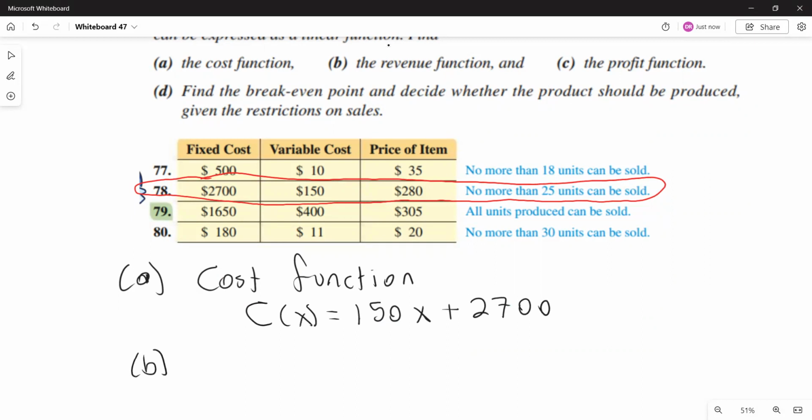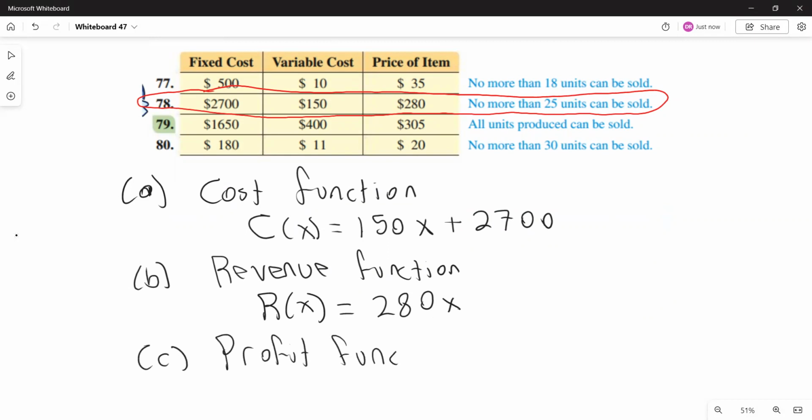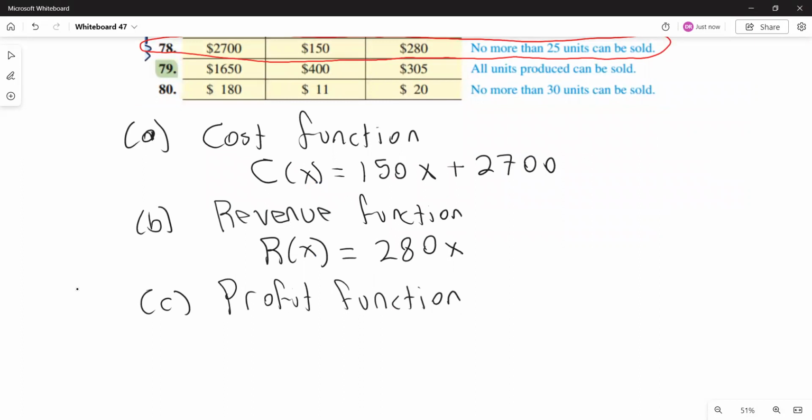The revenue function is the revenue from selling X items. So if you're selling each item for $280, the revenue is going to be 280 times X. So 280 per item multiplied by the number of items. And the profit function from producing and selling X items is R of X minus C of X, the revenue minus the cost.